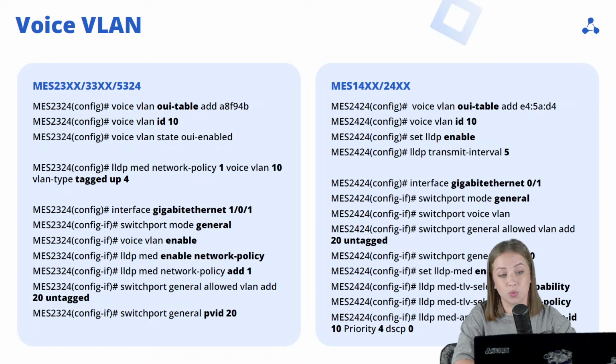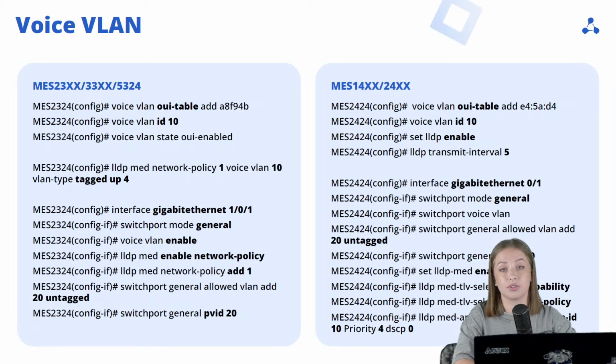With the second command, we are specifying the voice VLAN ID. And with the last command, we're just enabling the work of the voice VLAN based on the OUI table. Regarding the configuration of the interface, we just need to enable voice VLAN with the command voice vlan enable.